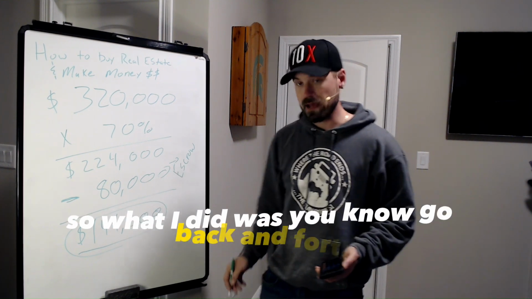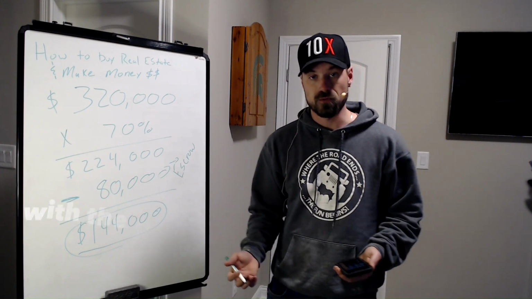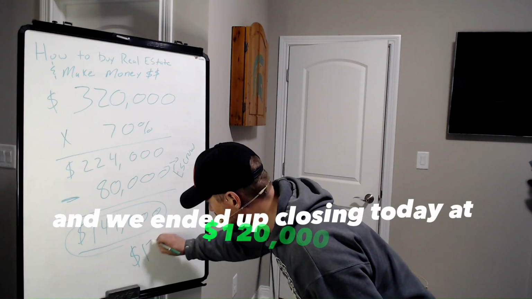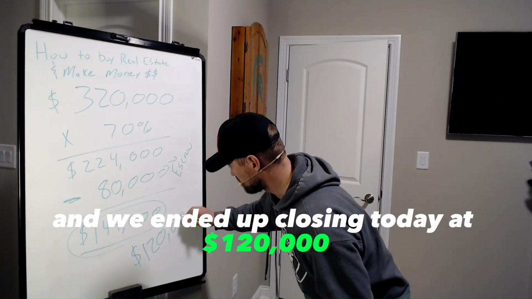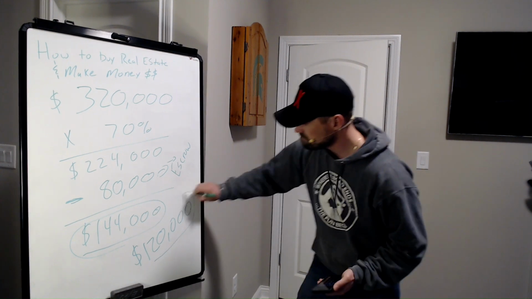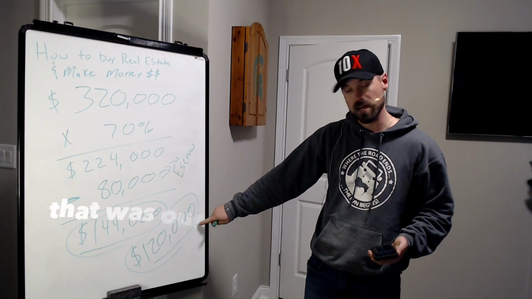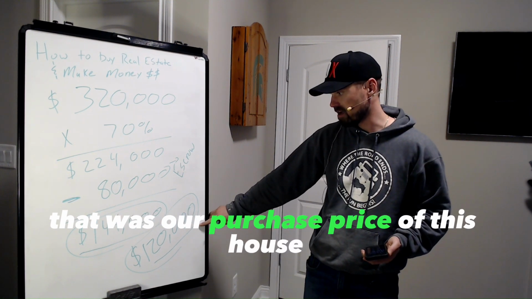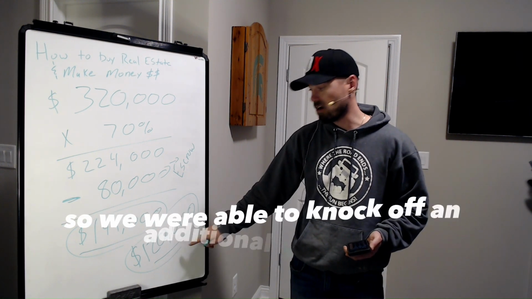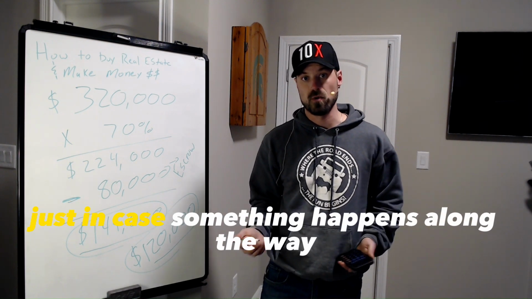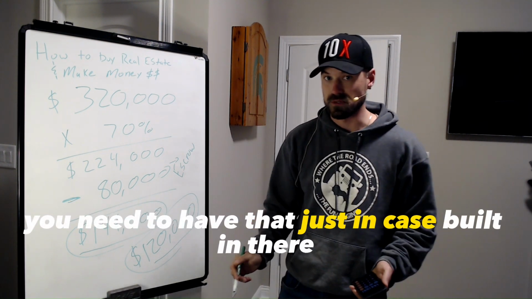So what I did was go back and forth with the person that was working with me on the house, and we ended up closing today at $120,000. So that was our purchase price of this house. We were able to knock off an additional $24,000 just in case something happens along the way. You need to have that just-in-case built in there.